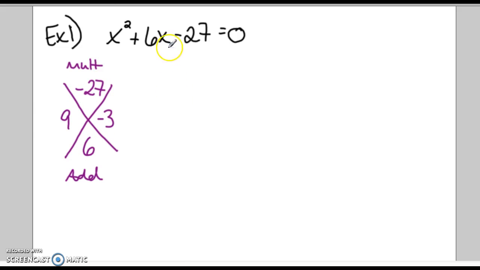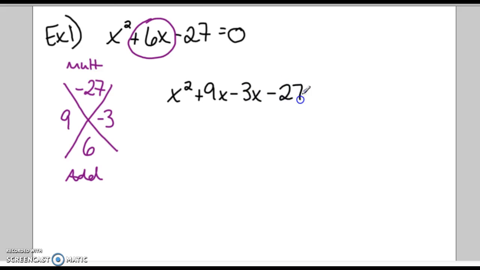I will do grouping for this problem, and then I will do the box for the next, just to get practice with both. With grouping, we're going to replace this middle term with our 2 terms that we came up with. So I'm going to rewrite the problem: x squared plus 9x minus 3x minus 27. And I do have my equal to 0 that, again, I'm going to bring down, but still ignore. With grouping, I'm going to group the first 2 terms and then my second 2 terms.